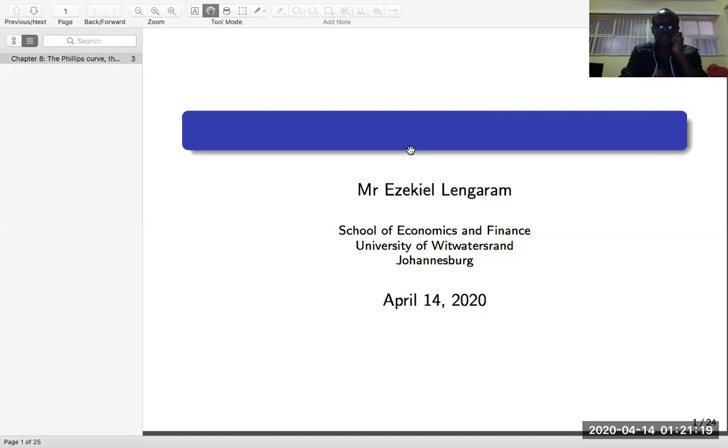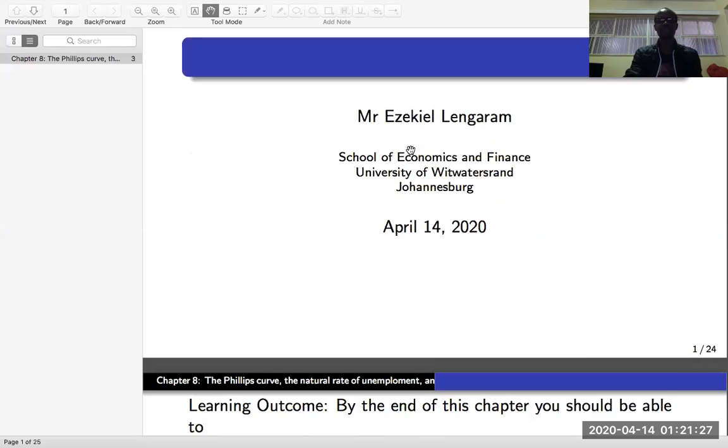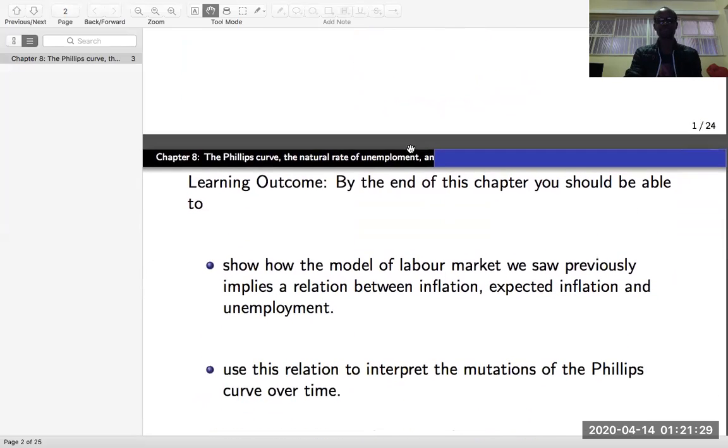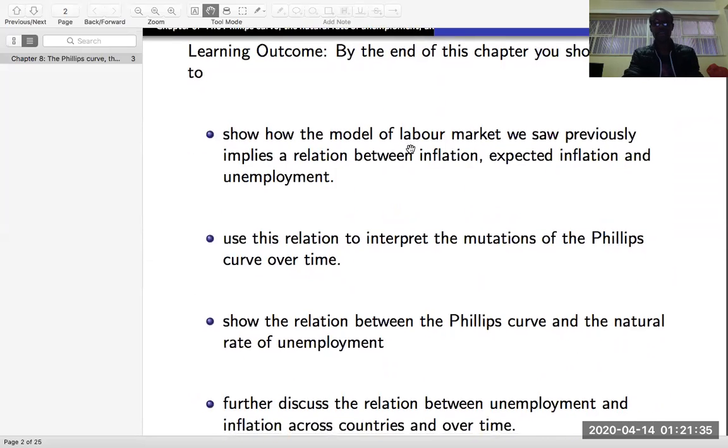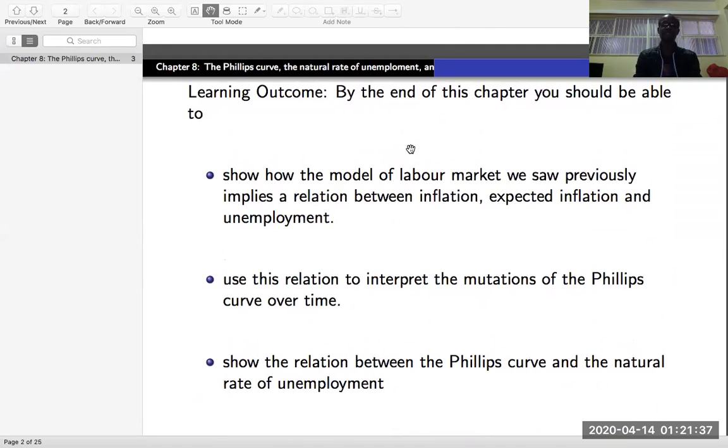Hi everyone, today we're discussing chapter 8 and I will be covering a few important things which you are supposed to understand for you to be able to answer your exam, which is upcoming. So chapter 8, we're trying to cover a few things, i.e. the relationship between inflation, unemployment, and expected inflation.